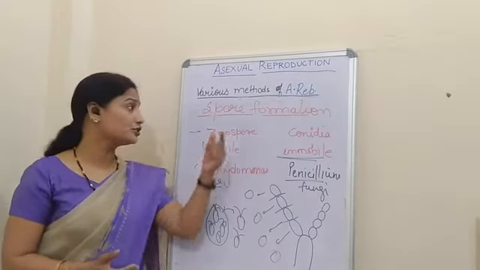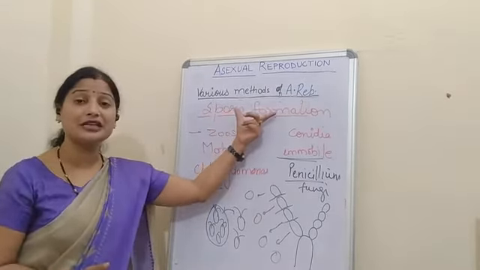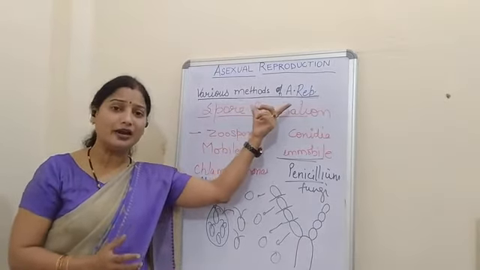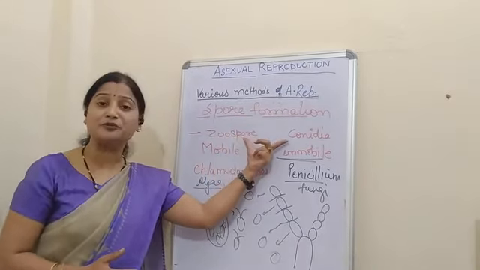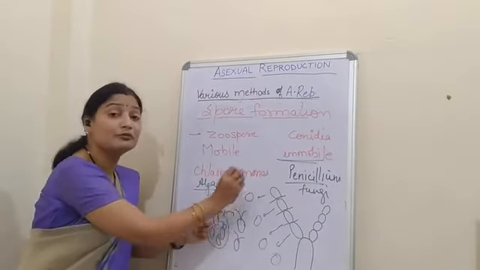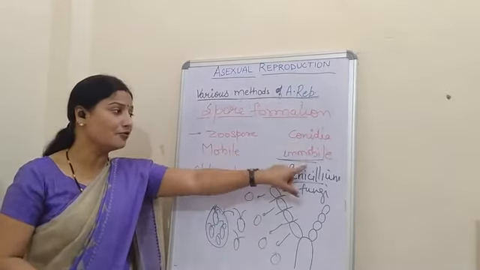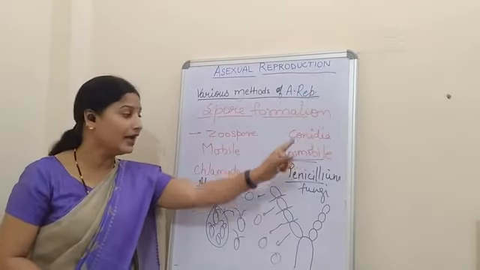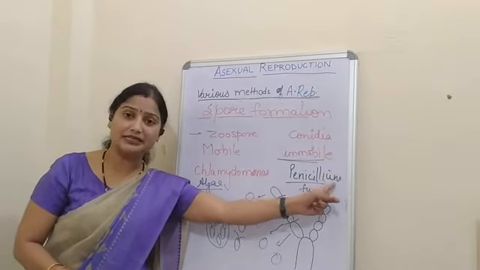After that, we have seen spore formation, and in our course, we have two types of spore formation. One is zoospore, where the spores can move. Another is immobile, that is the conidia, and the example was Penicillium.